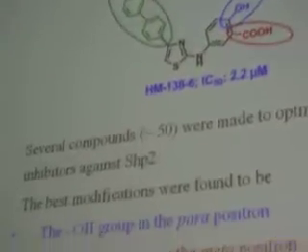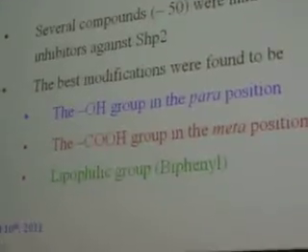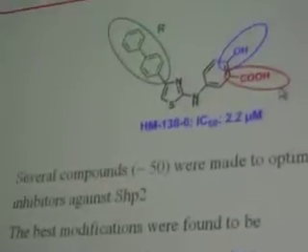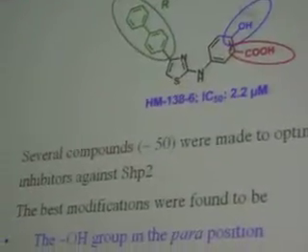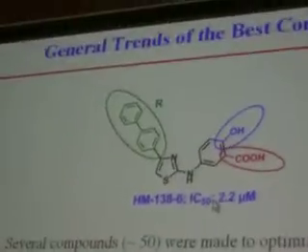So, with several compounds in the library made in our lab, we optimized the thiazolaminosalicylate acids, and we found out that the best optimizations are to basically leave the carboxylic acid in the meta position of this ring, leave the hydroxyl group in the para position of this ring, and give lipophilic groups, especially this biphenyl group, to the thiazole ring.